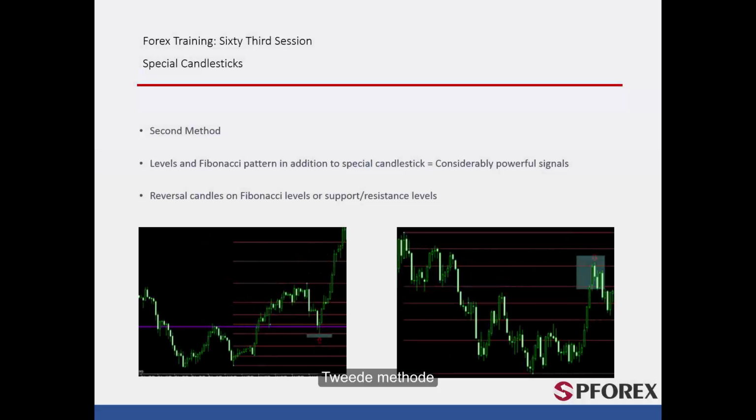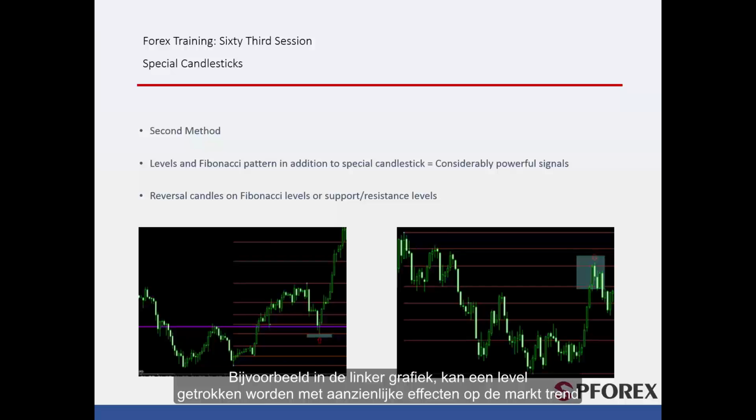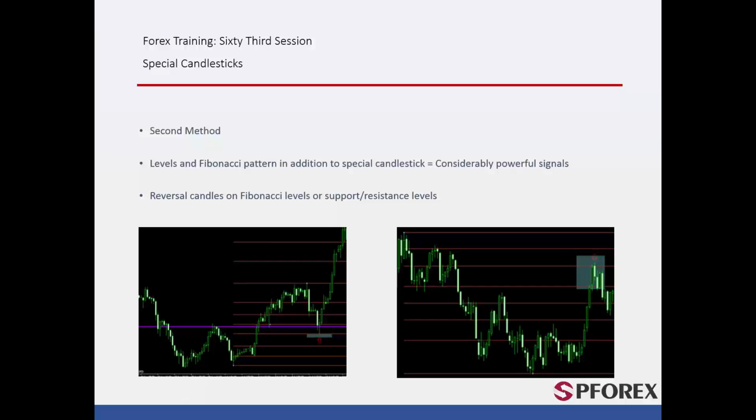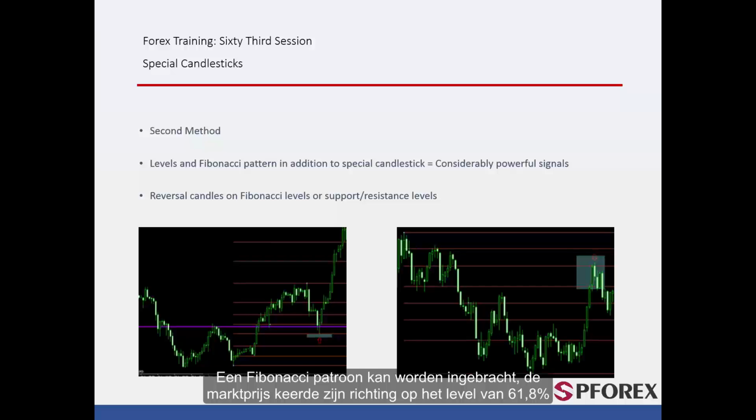Second method. A trader can detect buy or sell spots via levels. For example, on the left graph, a level can be drawn which has significant effects on market trend. A Fibonacci pattern can be inserted, and the market price reversed its direction on its level 61.8%. A bullish hammer has formed on this spot. So, 3 buy signals can be derived from these patterns.